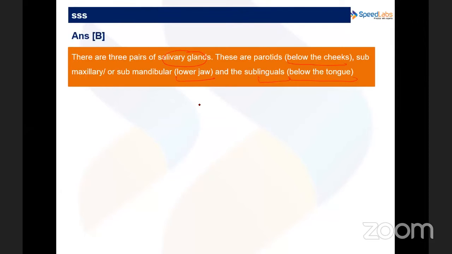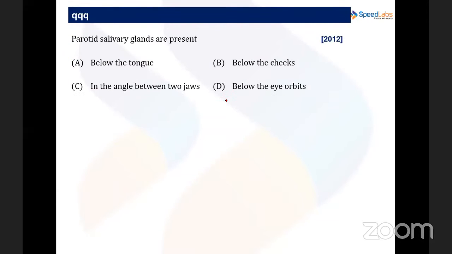You can identify them by the terminology of the glands itself. If you know what is mandibular and what is the meaning of sub, you can guess the location of salivary glands. Parotids are below the cheeks. So in the question, parotid salivary glands are present below the cheeks. Hence option B is the correct answer of this question. Now let's look at the other question.